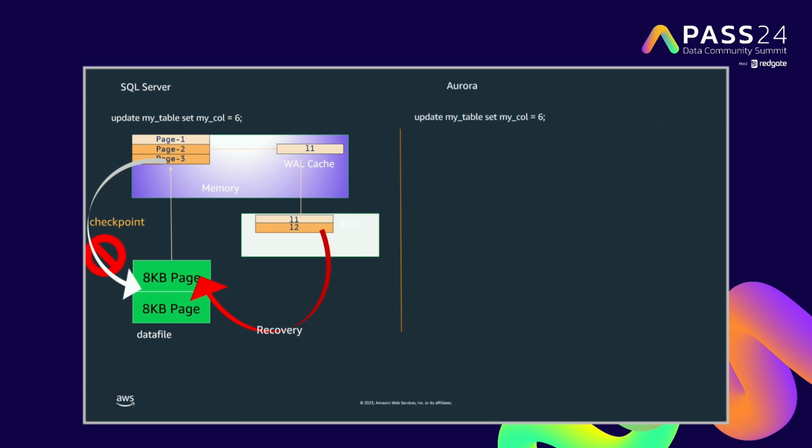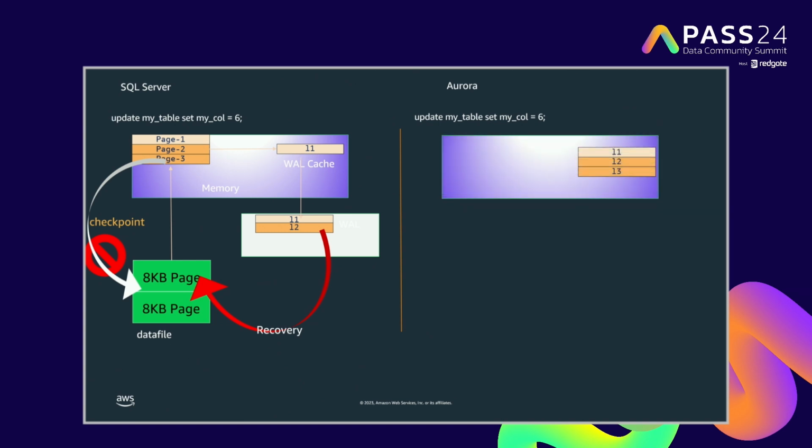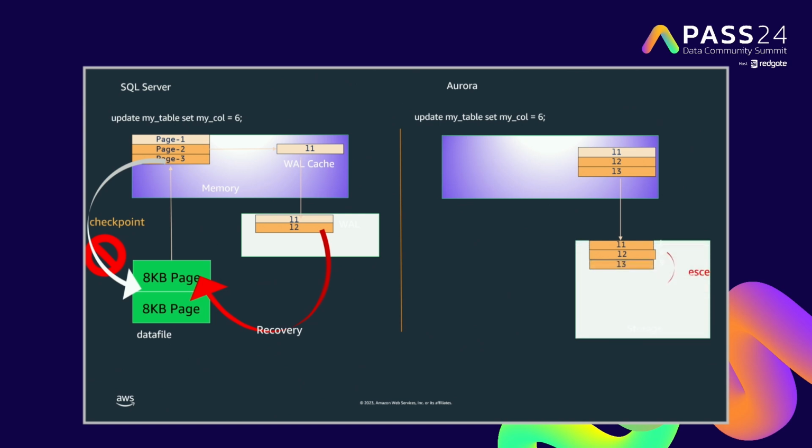So in Aurora, you're issuing the same update statement, but what happens is it directly writes a log record over here. Okay. And then it hardens that log to storage. So in Aurora, the primary storage is log-based storage. But it's a log. So for an update or insert statement, it writes to the log.